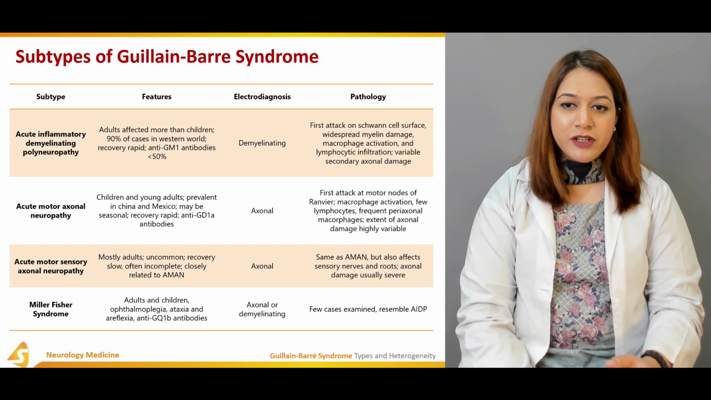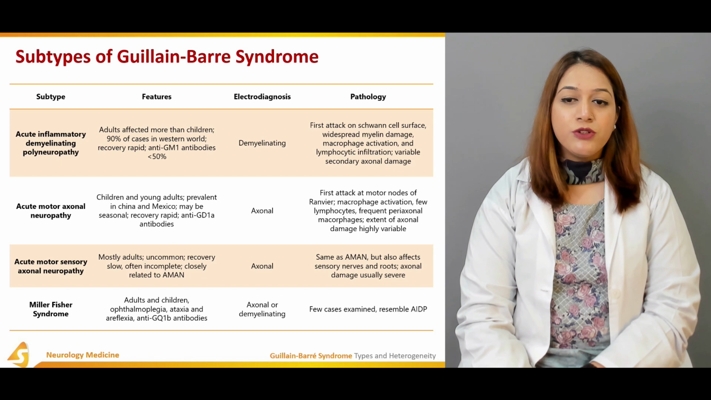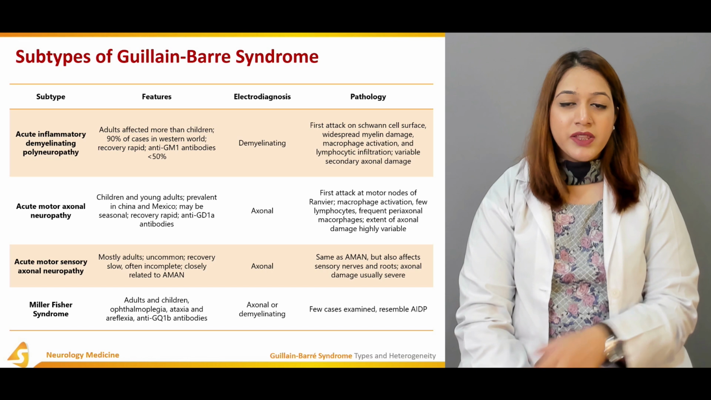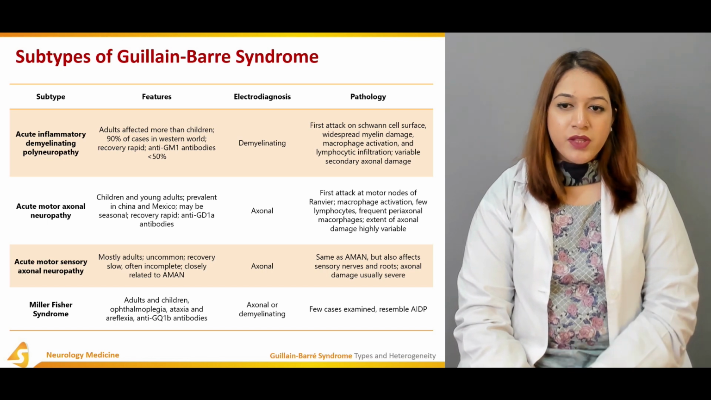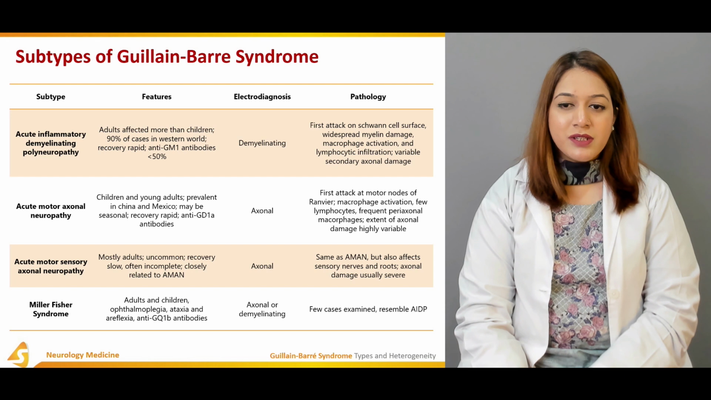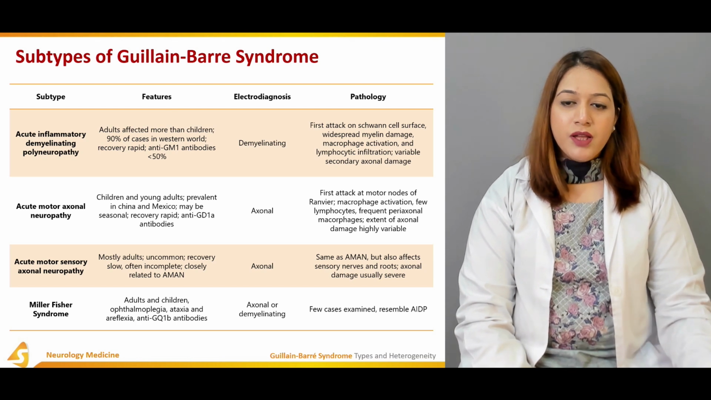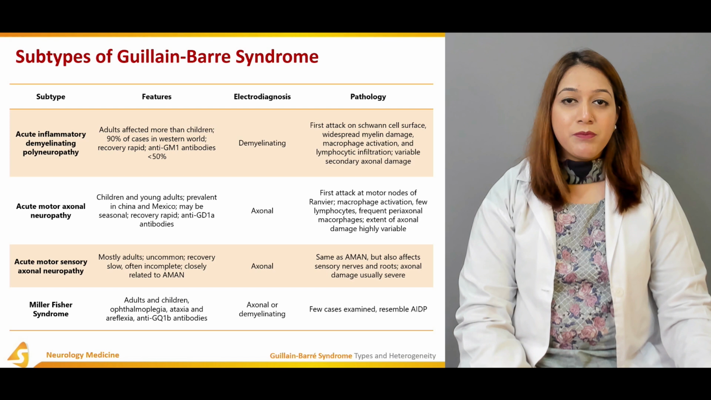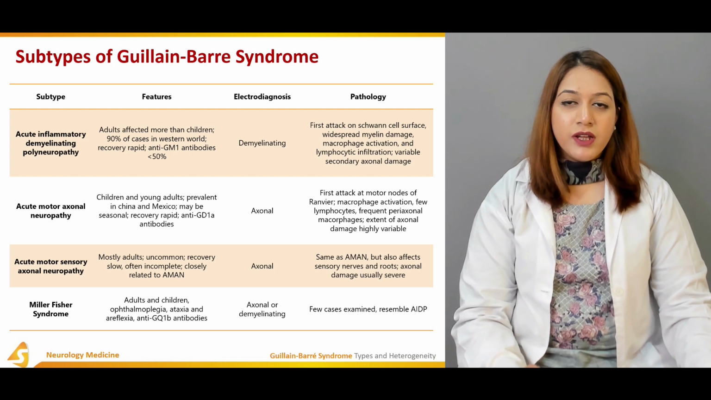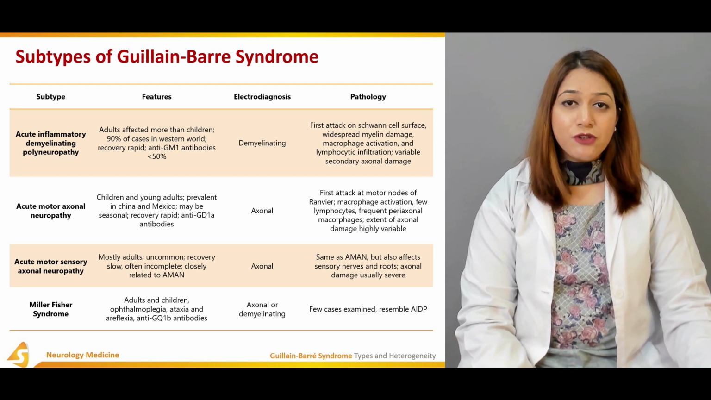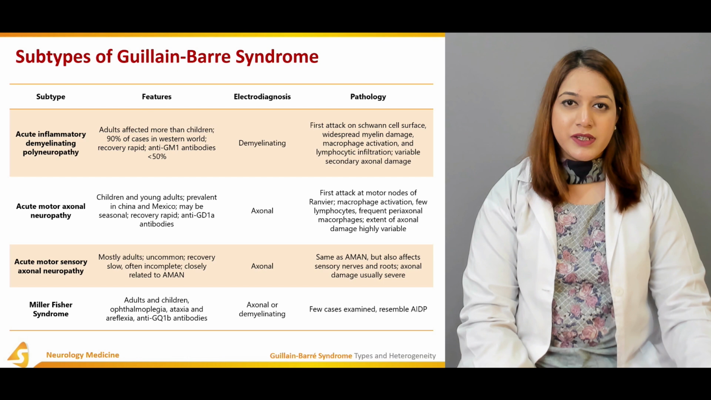Electrodiagnostically, it is axonal in nature. The pathology is that the first attack occurs at motor nodes of Ranvier. In AIDP, the first attack was on the Schwann cell surface. That's how we can differentiate these subtypes. The pathology is the same: there is activation of macrophages and infiltration of lymphocytes, which leads to the damage. But apart from that, periaxonal macrophages frequently accumulate around the axons and cause the damage. And the extent of axonal damage is highly variable in this type.